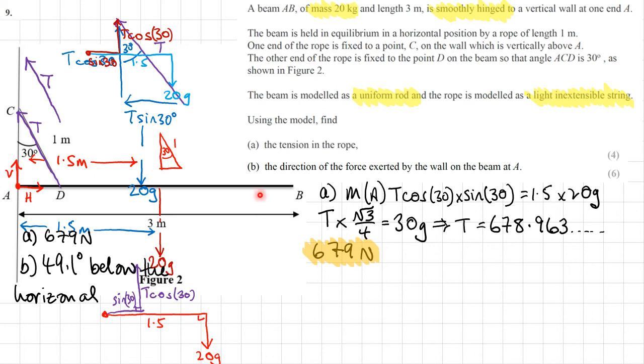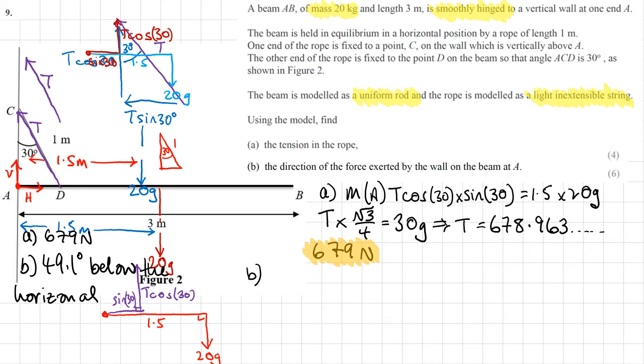Part B, the direction of the force exerted by the wall on the beam at A. So basically we want to find these horizontal and vertical components of the reaction here, and then use trigonometry to work out what the direction is, the combined direction of those two forces. Now I've made an assumption about the directions. They could be in the opposite directions. If so, if the vertical goes down, for example, I should get a negative answer. If the horizontal is going the other way, I'll get a negative. So I'm just assuming they're this way. They could be in opposite directions. The signs of the answers will tell me.